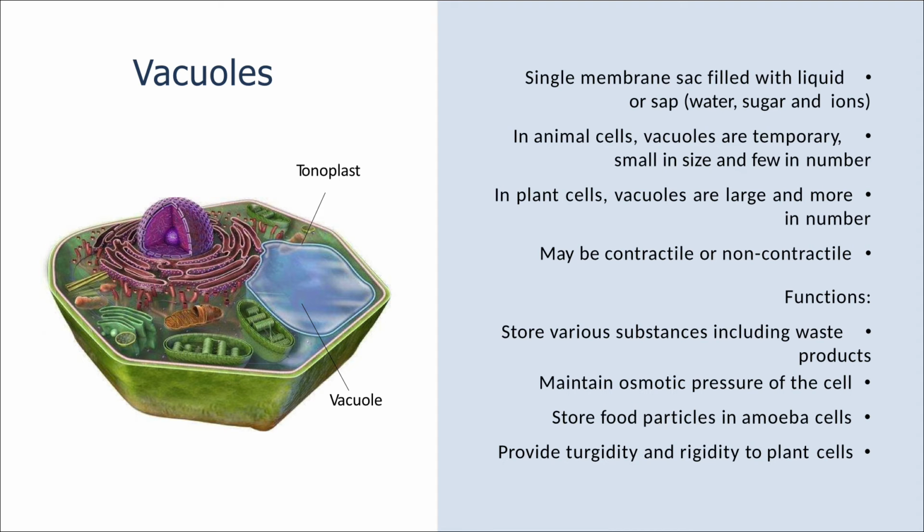Vacuoles. Vacuoles are single membrane sacs filled with liquid or sap. In animal cells, vacuoles are temporary, small in size, and few in number. In plant cells, vacuoles are large and more in number. They may be contractile or non-contractile. Functions. They store various substances, including waste products, maintain osmotic pressure of a cell, and store food particles in amoeba cells. They provide turgidity and rigidity to plant cells.